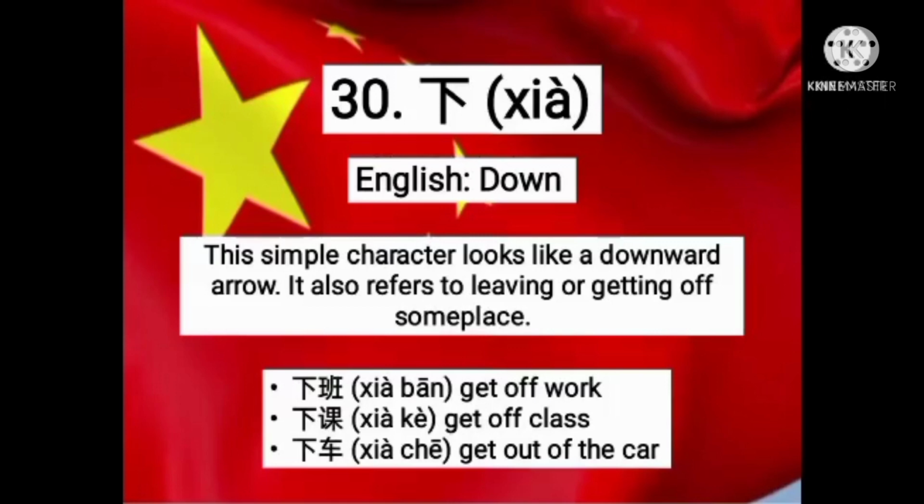And last is Xia, which means down. This simple character looks like a downward arrow. It also refers to leaving or getting off someplace. For example, Xia Ban means get off work. Xia Ke means get out of class. Xia Che means get out of the car.